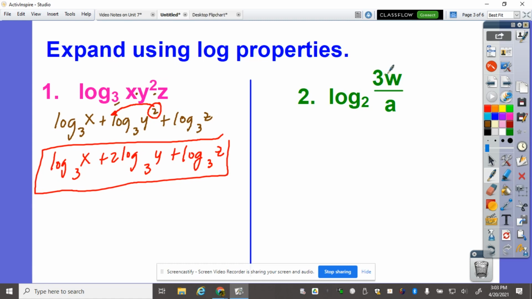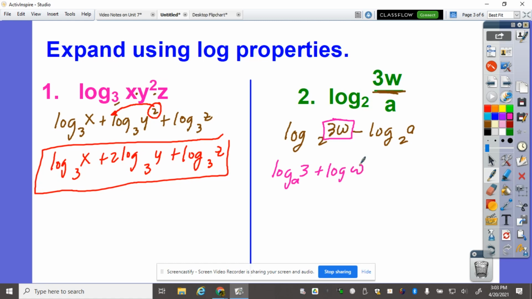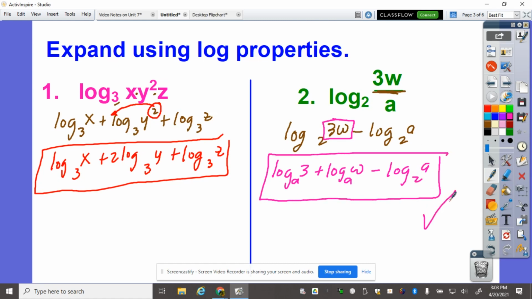Next, log of 3w over a. Again, remember the quotient rule. Whoever is in the bottom has to have a negative log. So here, let's split them first as log of 3w to the base 2 minus log of a to the base of 2. Now, if you pay attention here, you're multiplying 3 and w, so I can expand them by log of 3 to the base a plus, because we're multiplying, log of w to the base a minus log of a to the base 2. And that's the answer. Kaboom.